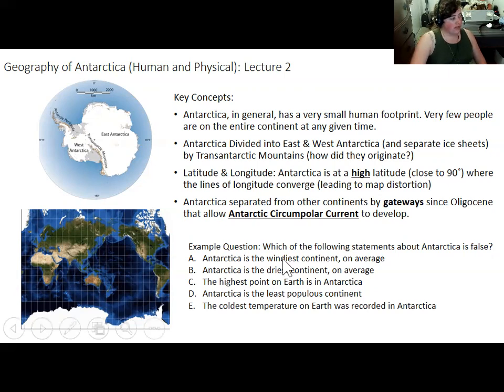And in this case, you can rule out a couple of the other ones. We talked about Lake Vostok extensively, and that's something that comes up in one of the articles, and that's where the coldest temperature on Earth was ever recorded.